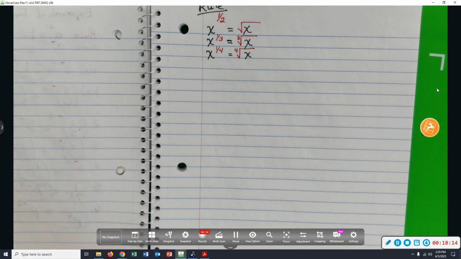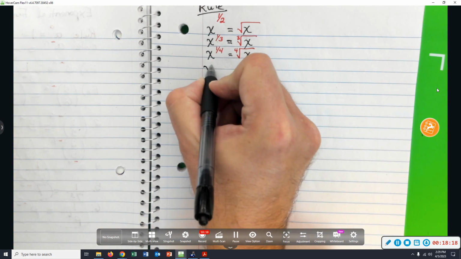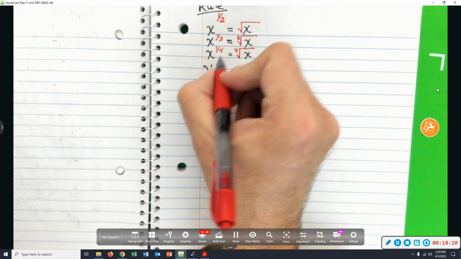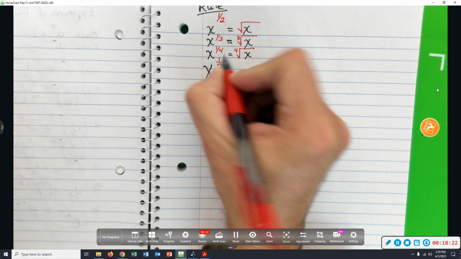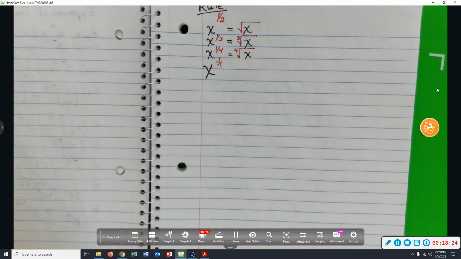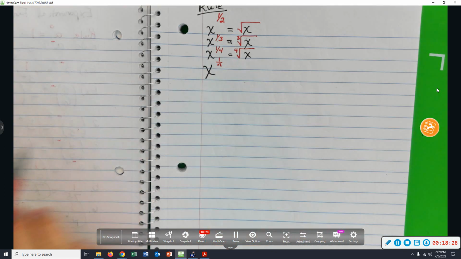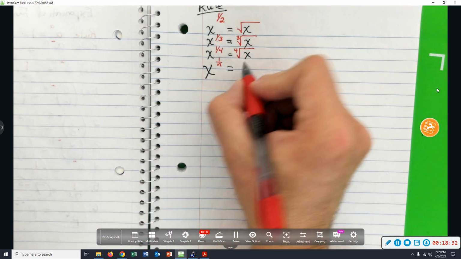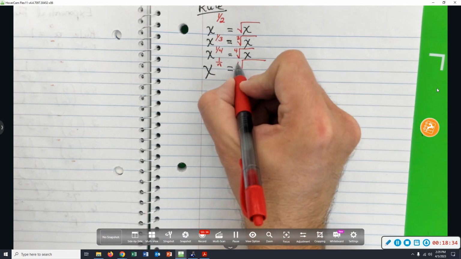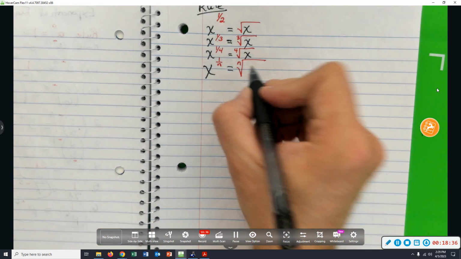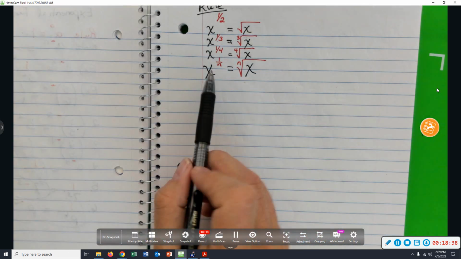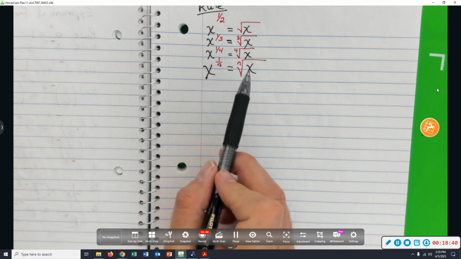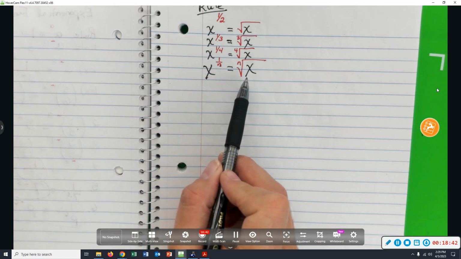And so forth. In general, what we can write is this. X to the 1 over n power. 1 over 5, 1 over 6, 1 over 7. If you have an exponent that's a fraction, that bottom number is the root. So x to the 1 over n is the nth root of x.